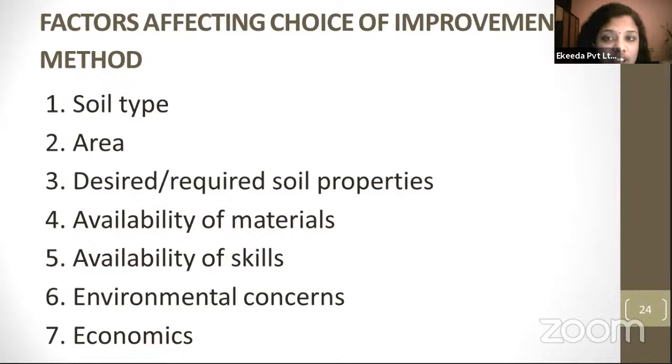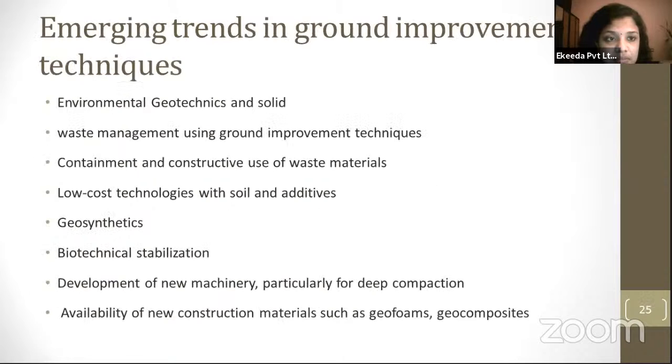Factors affecting the choice of improvement method. First is soil type, area, desired and required soil properties, availability of materials, availability of skills, environmental concerns, and cost. All these are the main factors that we should consider for adopting the techniques.